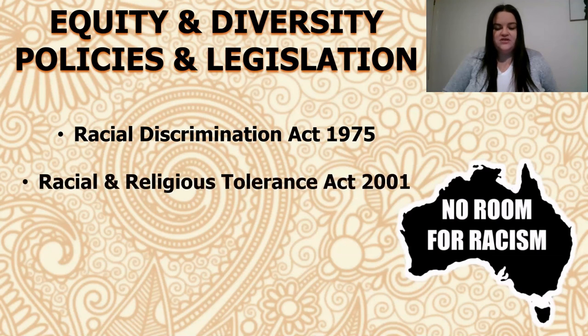The second is the Racial and Religious Tolerance Act 2001. This act makes behaviour that incites or encourages hatred, serious contempt, revulsion, severe ridicule, against another person or group based on their race and or religion unlawful in Victoria. The penalties for an offence against either of these acts may result in anything from loss of job to something more severe, such as imprisonment.